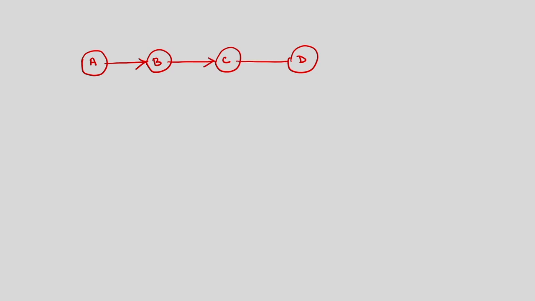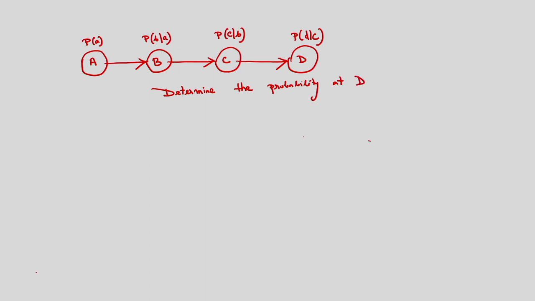Now let us consider this example. Suppose I have the nodes A, B, C, and D. You can see I am showing the directed graphs. The probability of A is given, probability of B given A, which is also a conditional probability, probability of C given B, and probability of D given C. These are given. In this case we have to determine the probability of D.